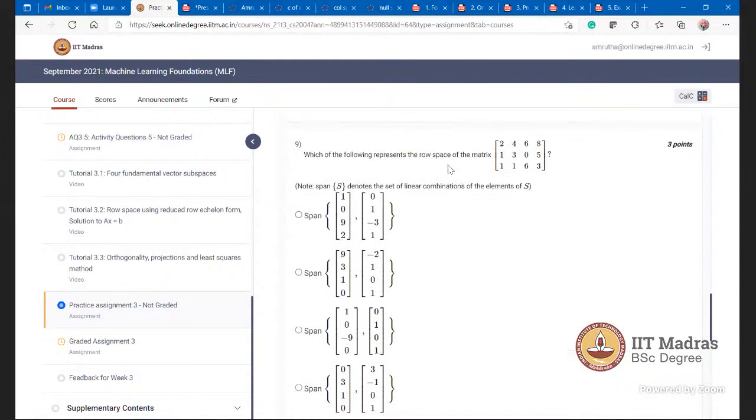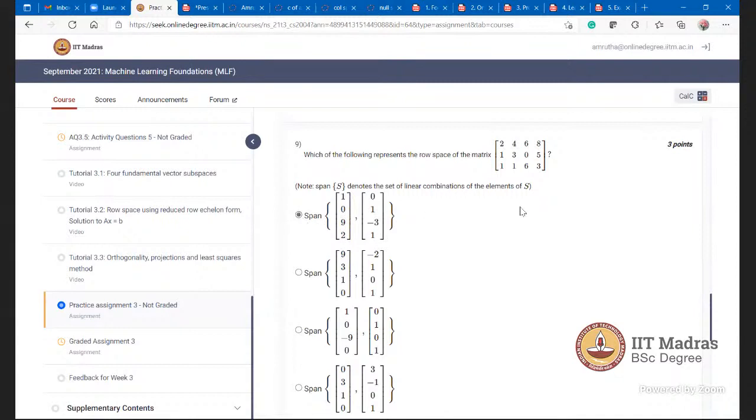And which of the following represents the row space of this matrix? For doing this computation, you have to reduce this matrix to its reduced row echelon form. When you reduce to that form, you will get a matrix with the first 2 rows as (1, 0, 9, 2) and (0, 1, minus 3, 1), and 0, 0, 0. So this is your span.